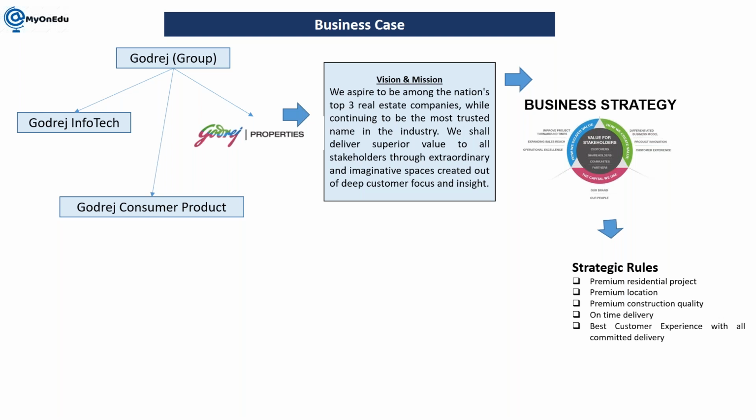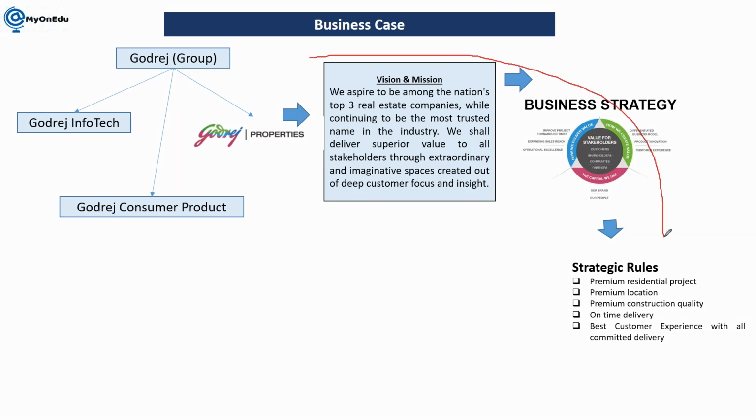And then on-time delivery. On-time delivery is helping them here to be trusted. Premium construction quality is helping them build relationship and trust with the customer. Premium location is also helping them. Then best customer experience with all committed delivery. So when they go with all these strategic rules, only then are they achieving this position. So this is their requirement.